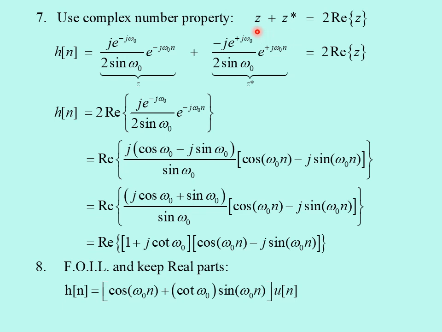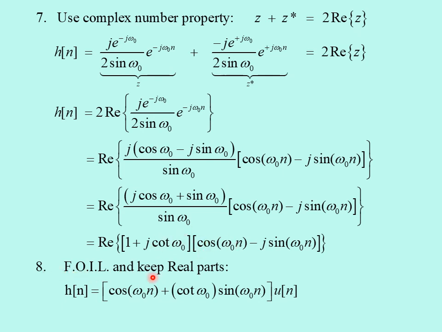Whenever you have a complex number z and you add its complex conjugate z star, the answer is 2 times the real part of z. So if we call this first term z and the second term z star, then all we have to do is find the real part of z, of this here, and multiply it by 2. So that's what I did in these next several steps here. And you can see, there's a fair amount of algebra here using complex numbers. Finally, I get it down to this form here.